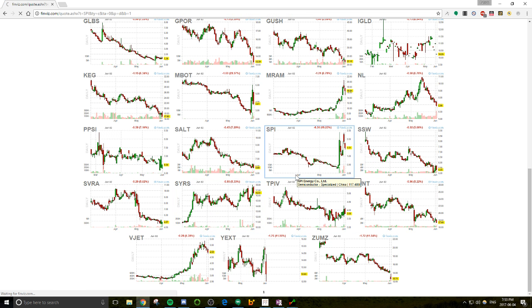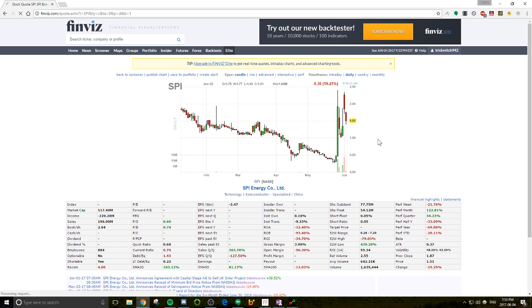And SPI, although I would not recommend longing this at all. The gap from the first green day bounce, and then it gapped up, and now it's starting to walk back down. The gap is almost full, so you could look for a bounce, but I wouldn't touch this one with your money right now.